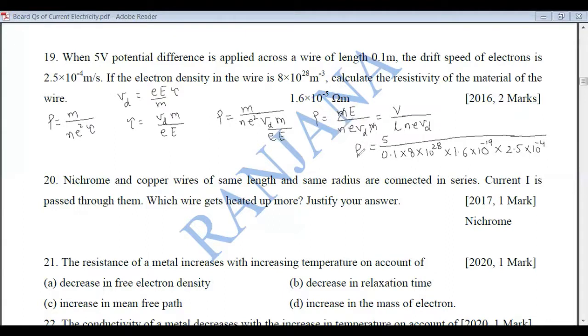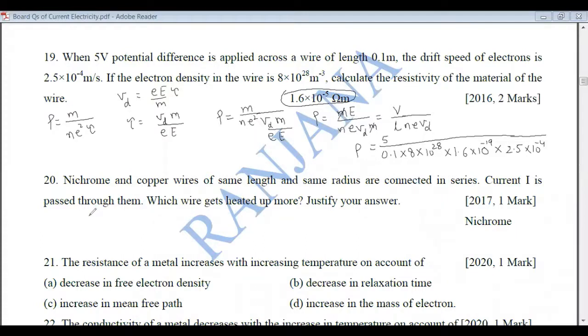On simplifying it, you get the answer 1.6 into 10 raised to the power minus 5 ohm meter. Question number 20.